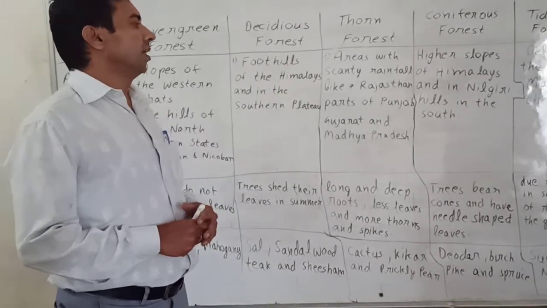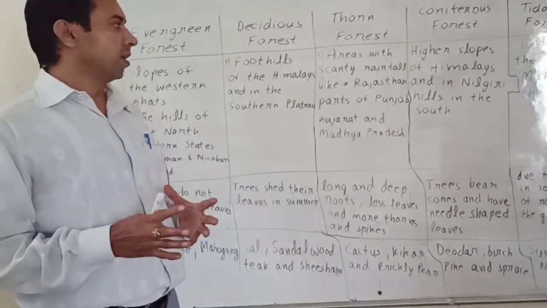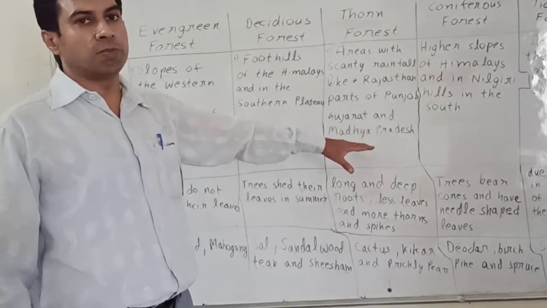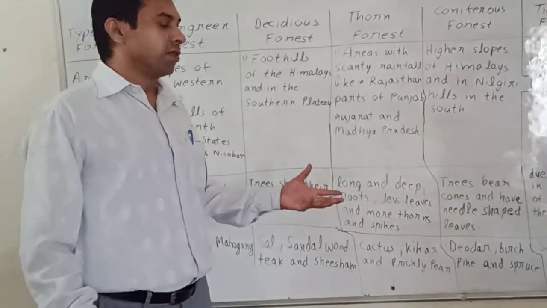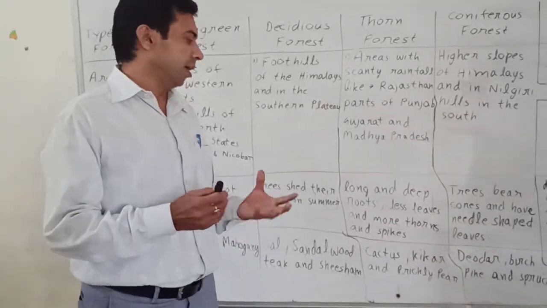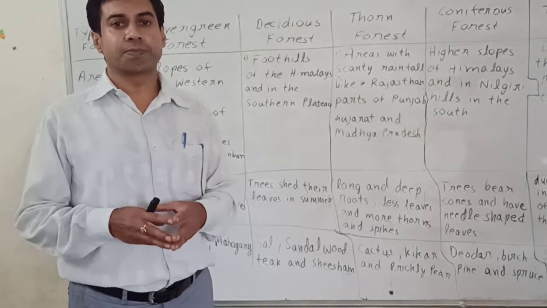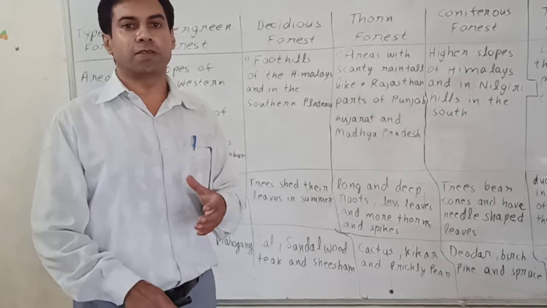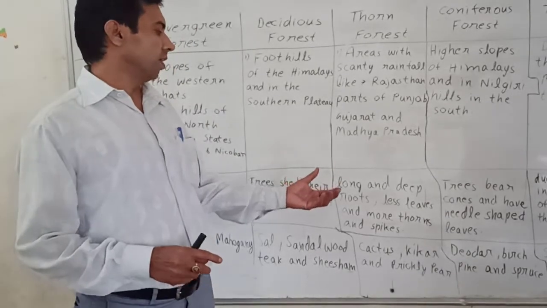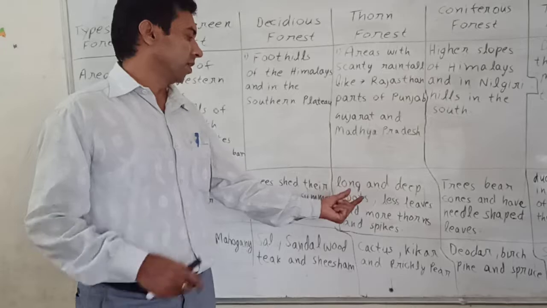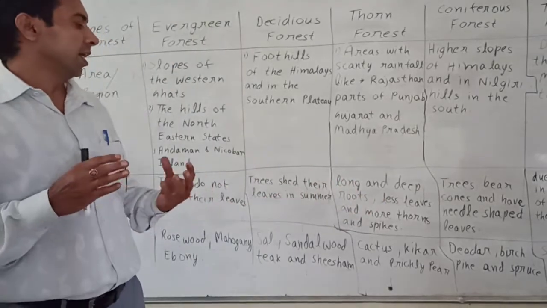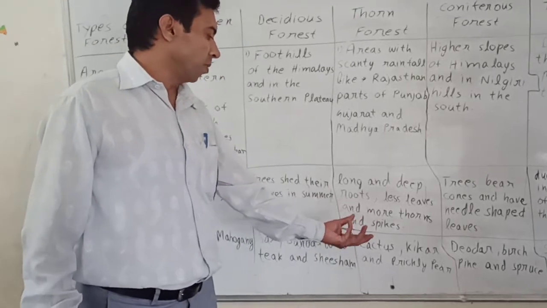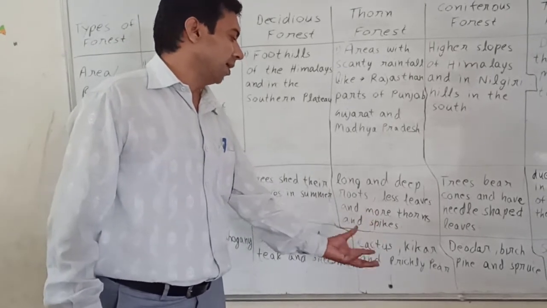Thorn forest. Student, they are found in areas with scanty rainfall, meaning less rainfall, like Rajasthan, parts of Punjab, Gujarat and Madhya Pradesh. What are the features of trees here? They have long and deep roots. Why? Because the water level in this region is very low. That is why they have long and deep roots. Less leaves and more thorns and spikes. Common plants found here: cactus, khejri and prickly pear.